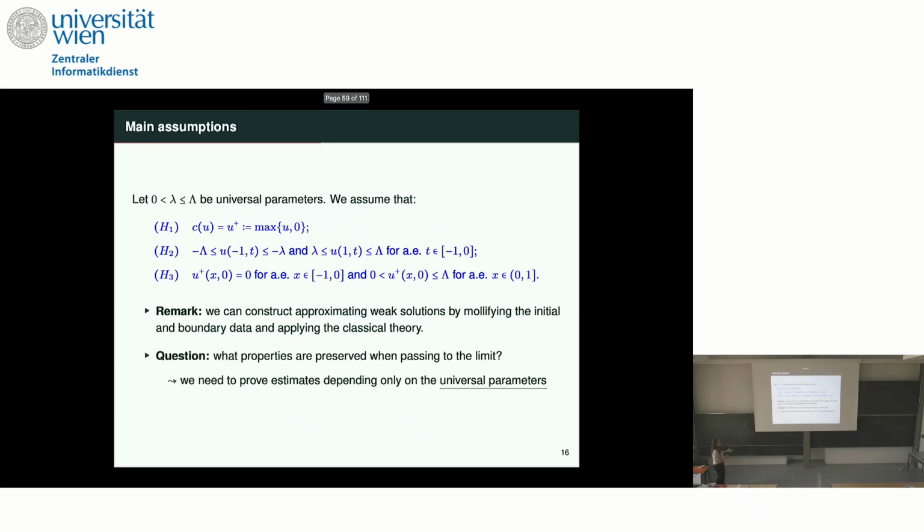And so the question again is, what are really the properties here that we can obtain when passing to the limit? This boils down to proving estimates that only depend on these universal parameters, nothing else. We don't have continuity, we don't have Lipschitz, we just have these bounds. So what are really the properties that we can show that depend only on these parameters? That's the goal.